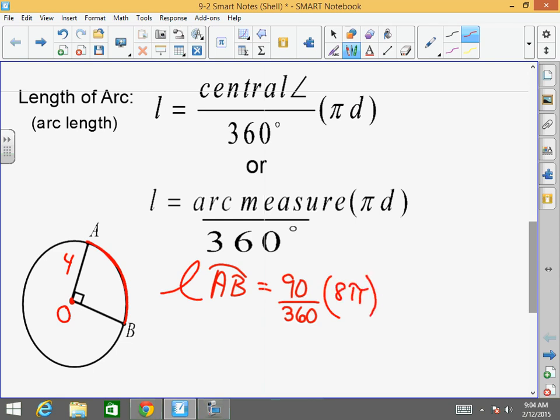Make your life easy, guys. Reduce this, that's 1/4, times 8 pi, and that would equal 2 pi units. Whatever it is, miles, feet, inches, meters.